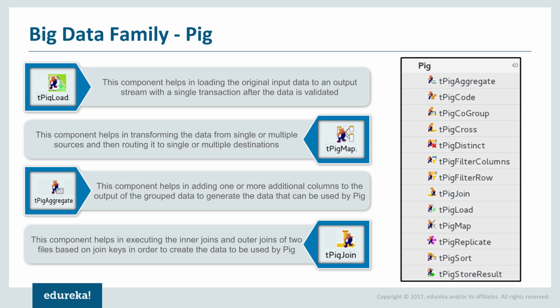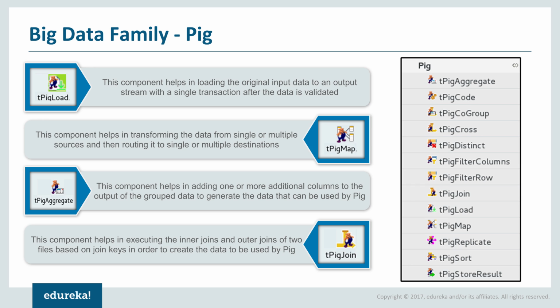So tPigAggregate is a component, as the name itself suggests. It's used for aggregating the data based on one or more columns. And we also have tPigJoin, which helps in executing the inner joins and outer joins of two files, only two files. tPigMap can work on more than two. tPigJoin can work on only two, right? So it joins, and creates the data used by the Pig sources.